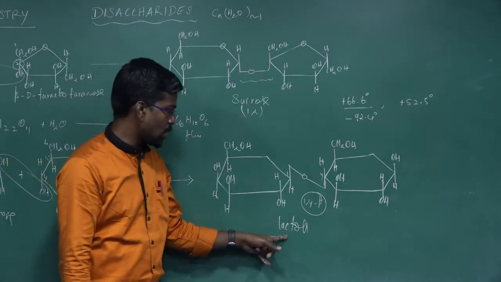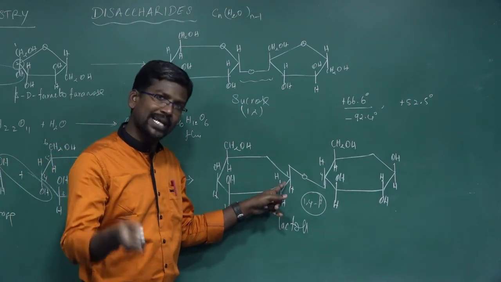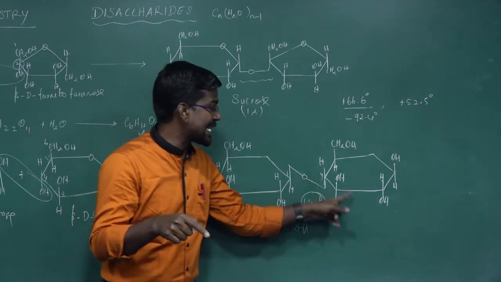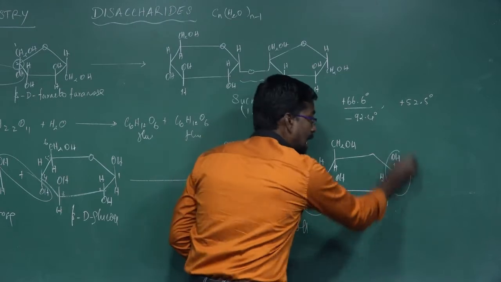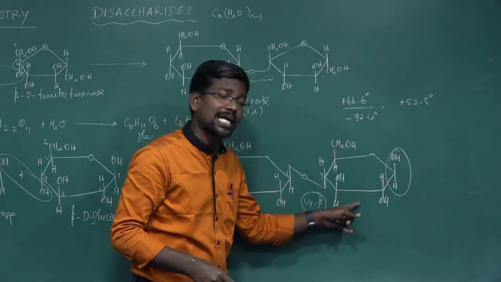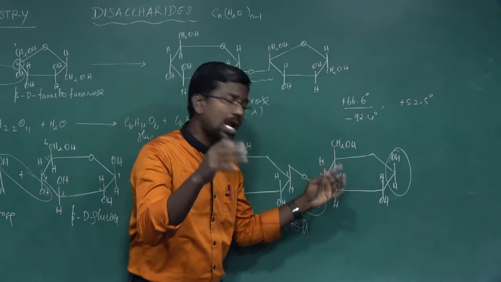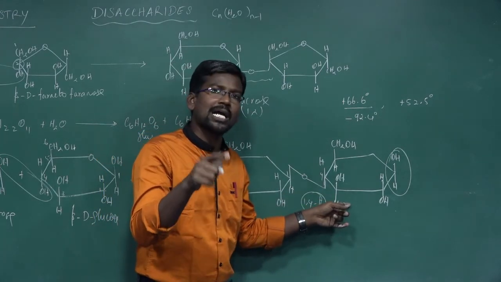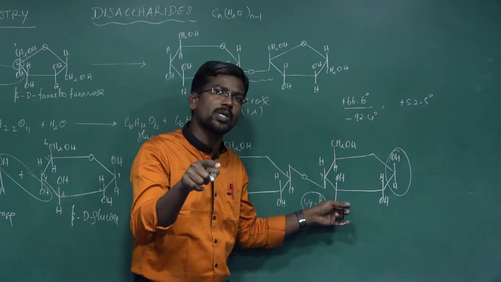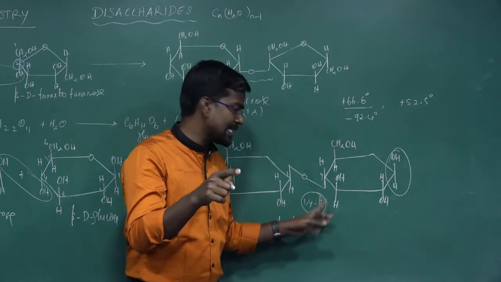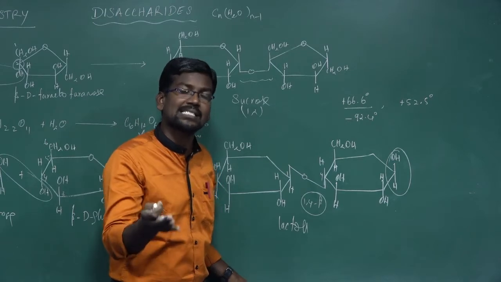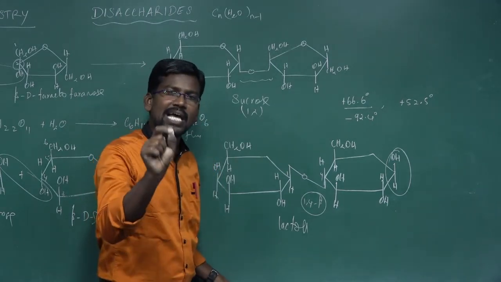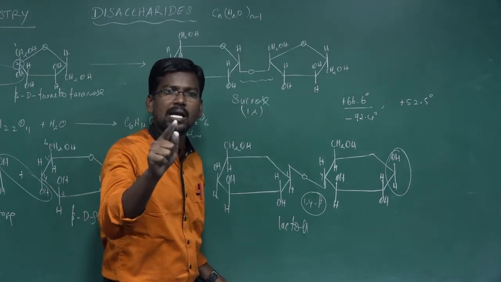In the lactose molecule, one compound contains an anomeric carbon involved in the formation of the glycosidic linkage. The second compound contains an anomeric carbon that is not involved in the formation of the glycosidic linkage. That is why this compound can be easily oxidized and act as a reducing agent. So lactose is a reducing disaccharide. Sucrose is a non-reducing disaccharide.